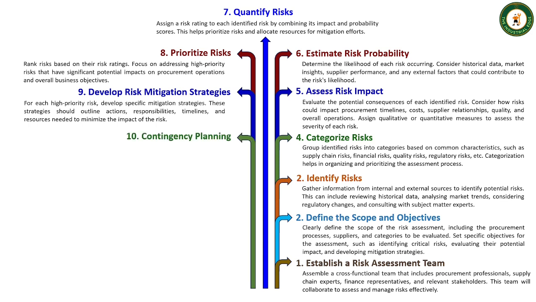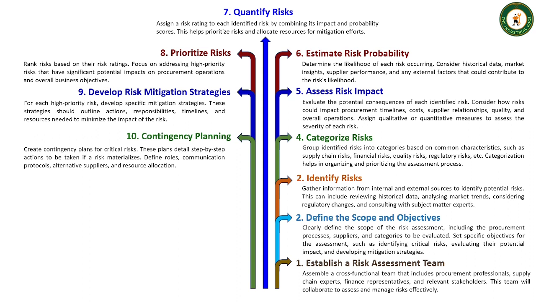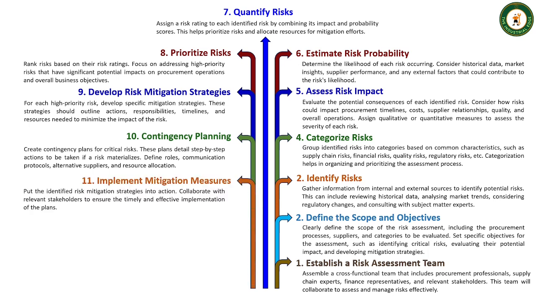Next, contingency planning. Create contingency plans for critical risks. These plans detail step-by-step actions to be taken if a risk materializes. Define roles, communication protocols, alternative suppliers, and resource allocation. Implement mitigation measures. Put the identified risk mitigation strategies into action. Collaborate with relevant stakeholders to ensure the timely and effective implementation of the plans.